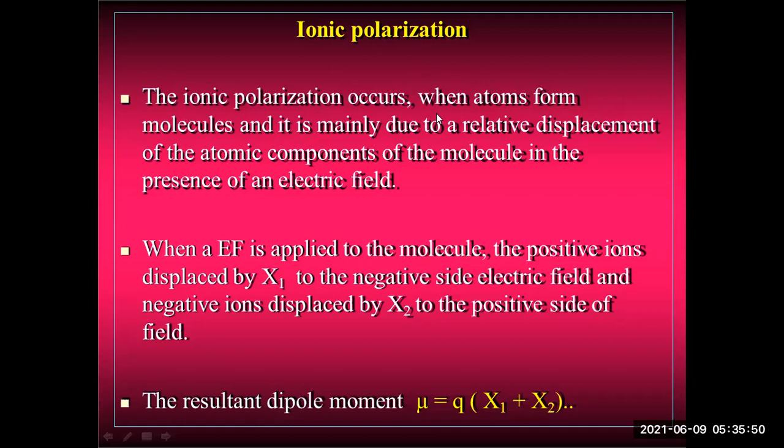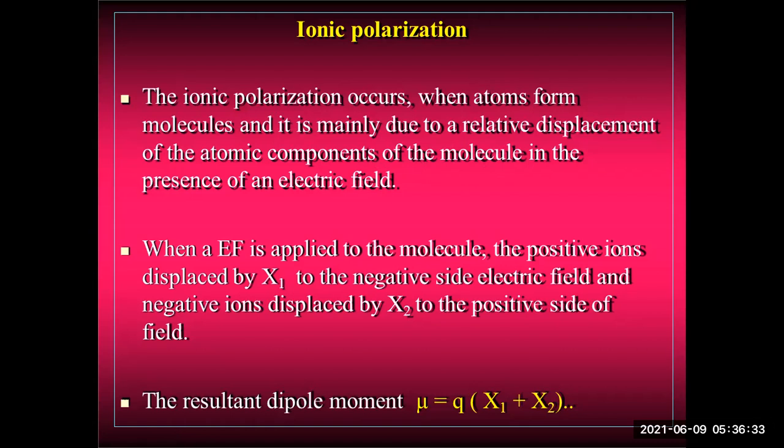Now, the ionic polarization occurs when the atoms form molecules, and it is mainly due to the relative displacement of atoms. It is due to the displacement of the atoms. When the atoms are displaced, definitely there will be a change in the number of electrons. Either the electrons will be more or less, which is represented with a plus or minus sign. This displacement occurs in the presence of an electric field. So if we define ionic polarization, it occurs when an electric field is applied to a dielectric atom.